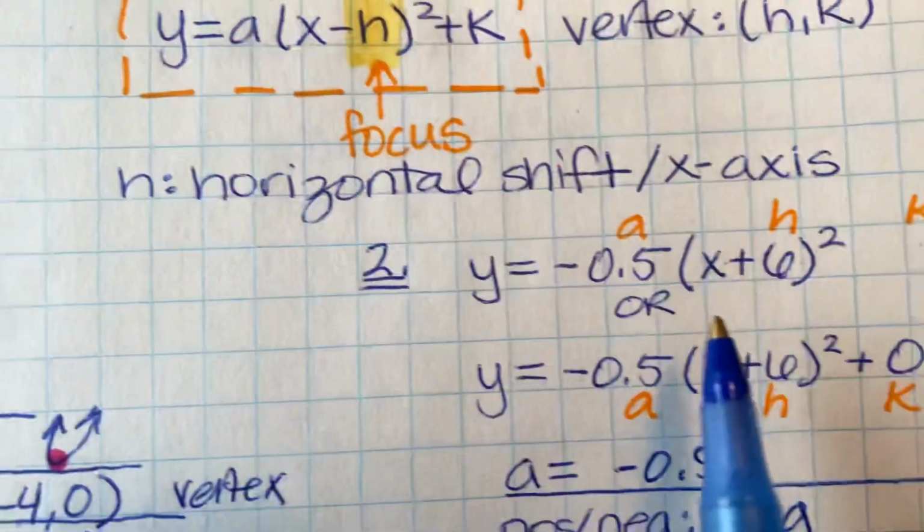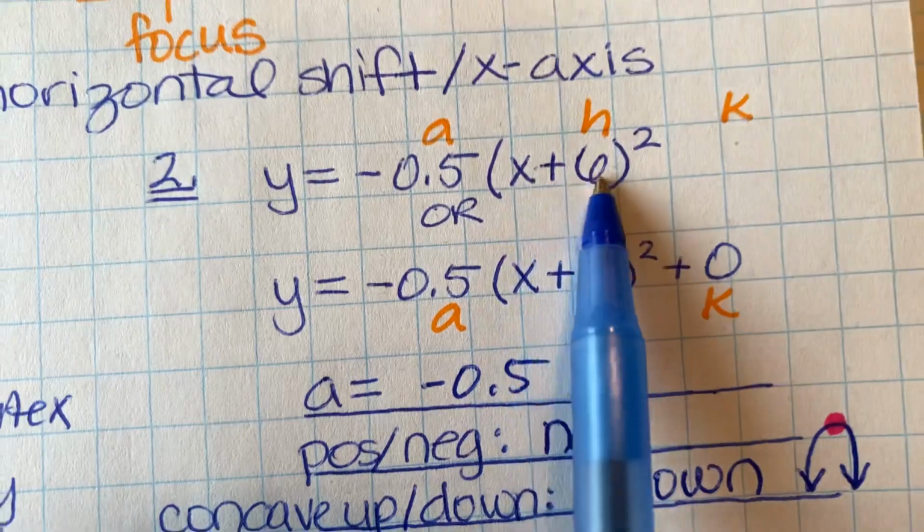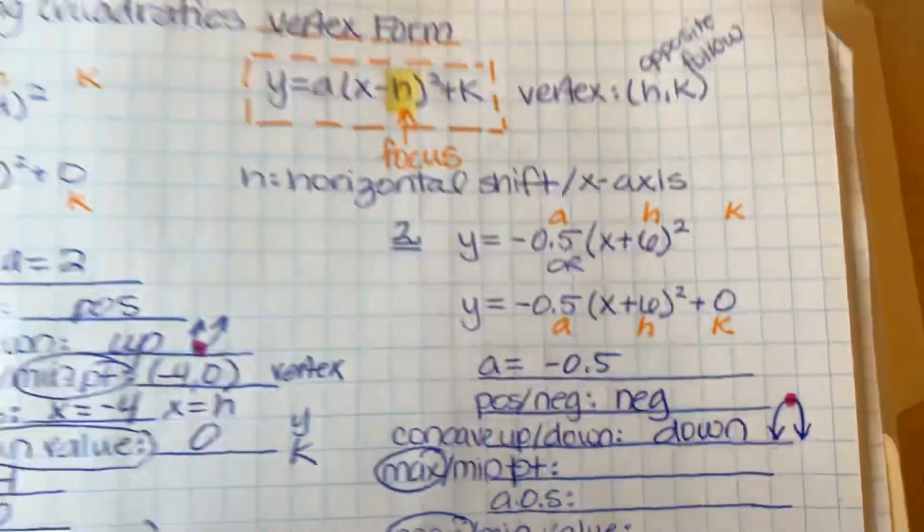Opposite H, so I see positive 6. It is really negative 6 because of the zero product property.